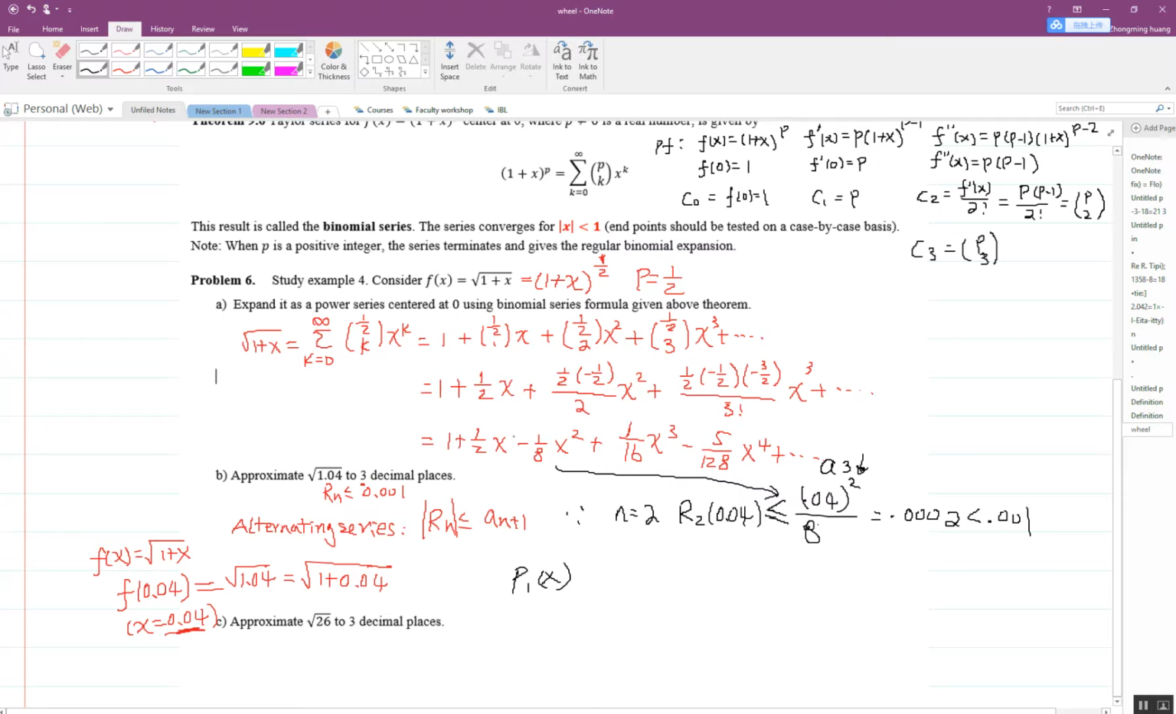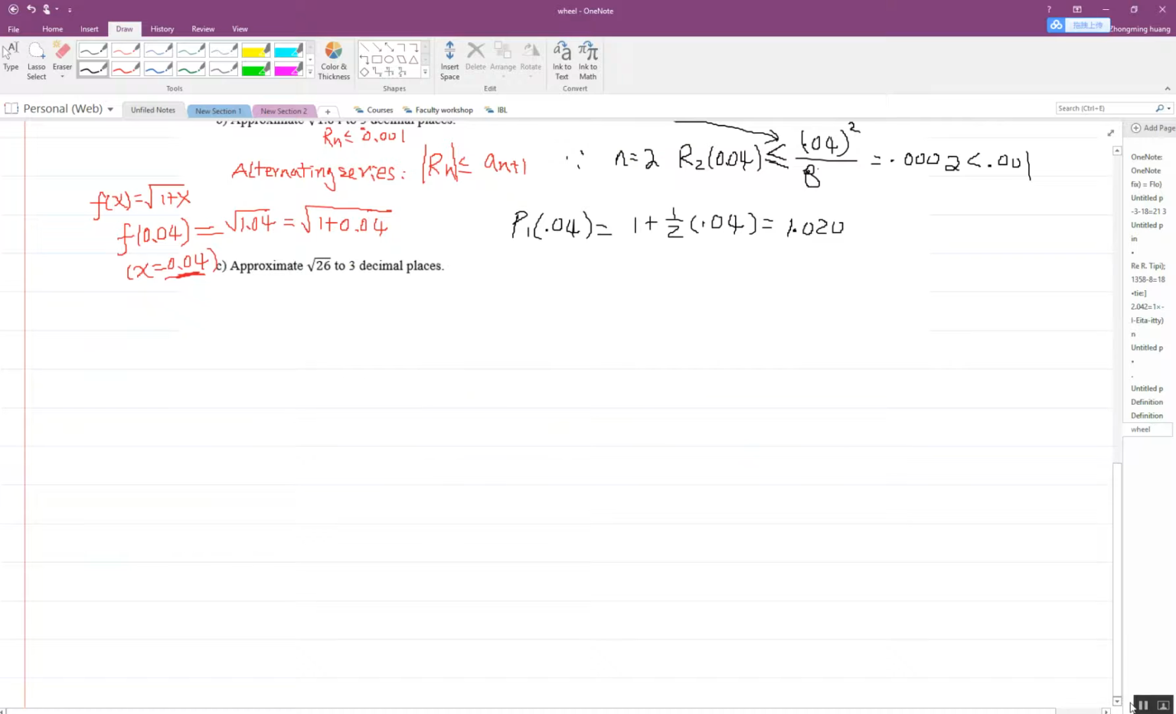And why P1 of x? Because when we have two terms, this power is 1. That's why we call it P1. So I'm going to call it P1 of 0.04, because we're approximating f of 0.04. So 1 plus 1/2 of 0.04, we get 1.020. This is accurate to three decimal places. Okay, so this is for part B, and let's take a look at part C here.